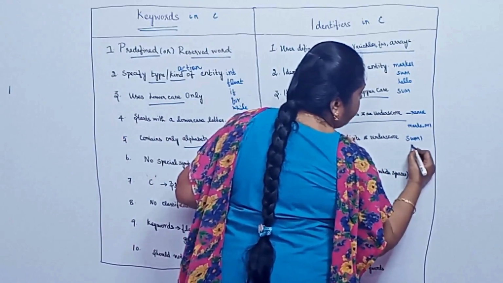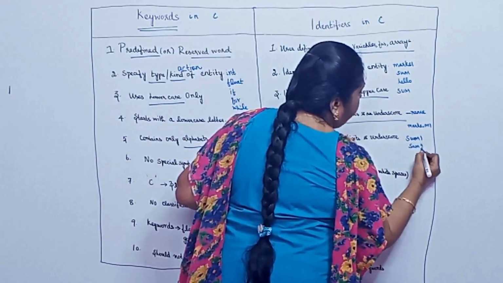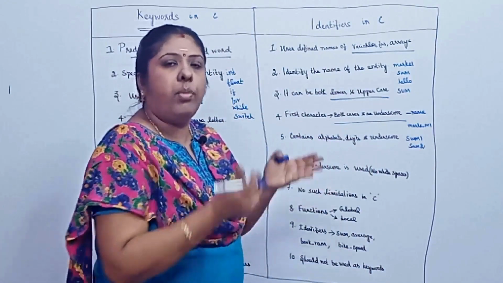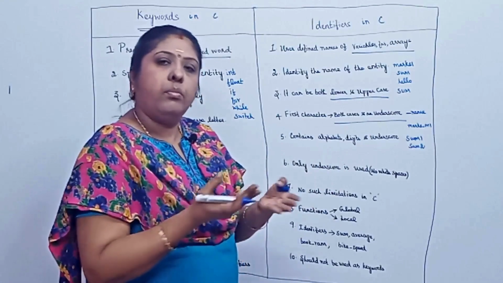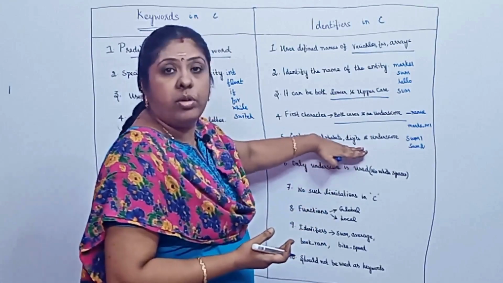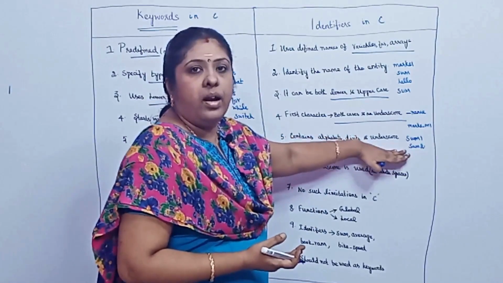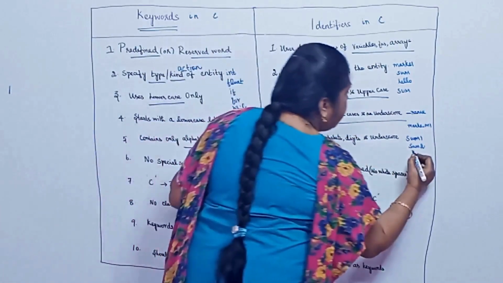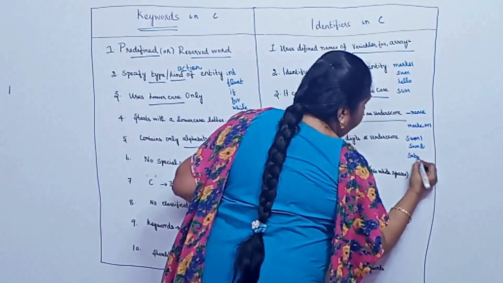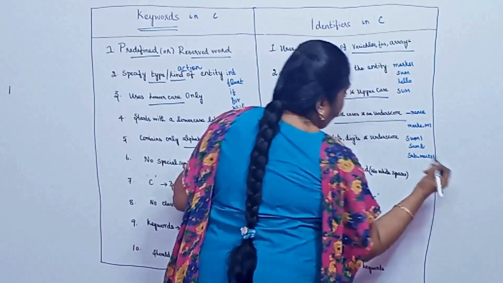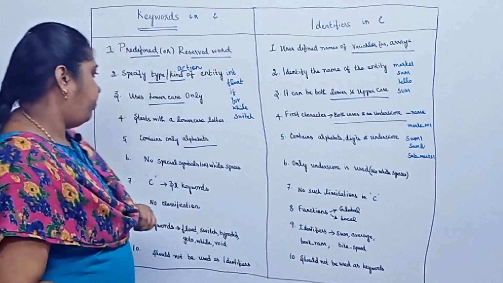sum1, sum2, or whatever. In the same program we can also represent marks1, marks2, marks3, marks4, etc. We can use these here. It consists of alphabets, digits and underscore. We can also use subject_marks1.